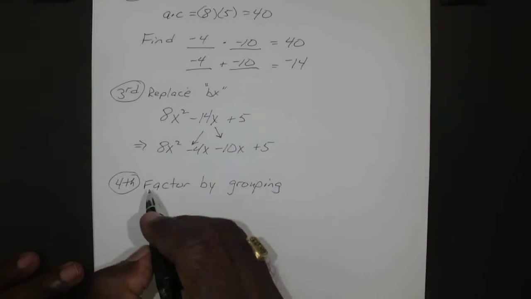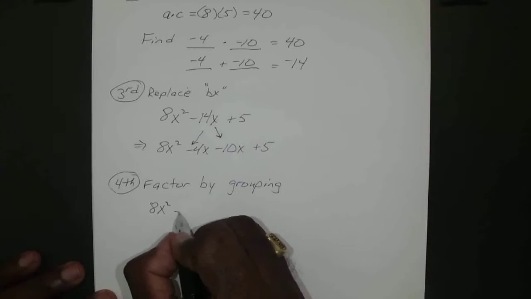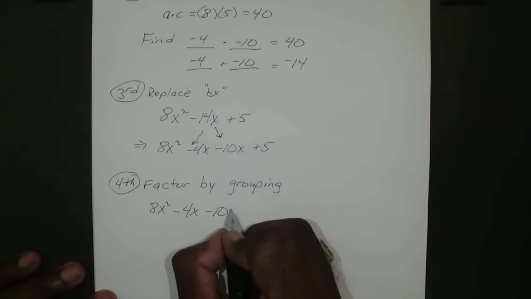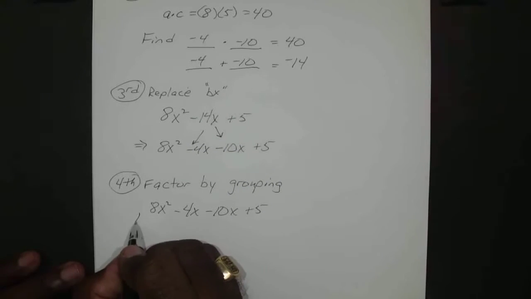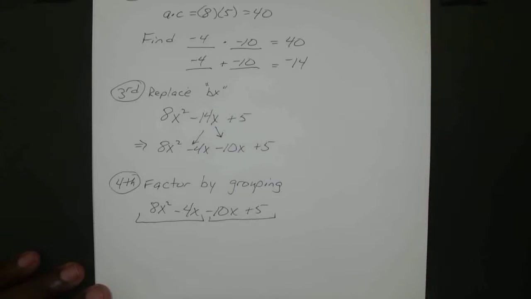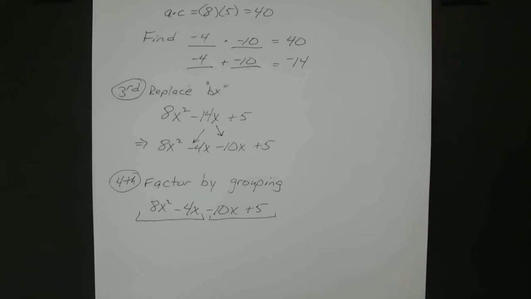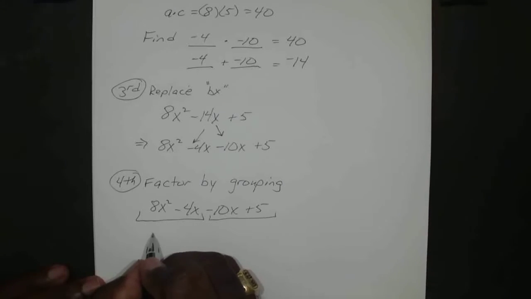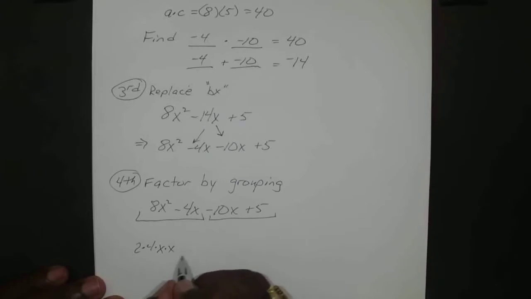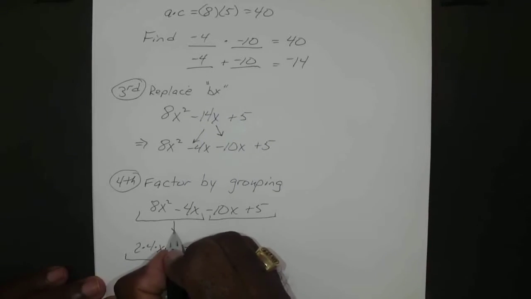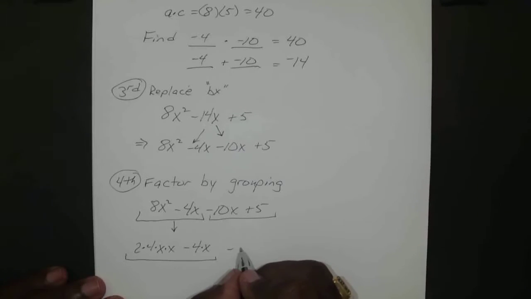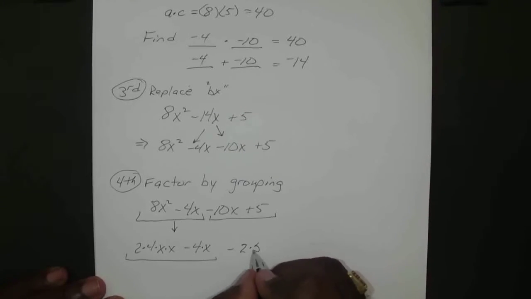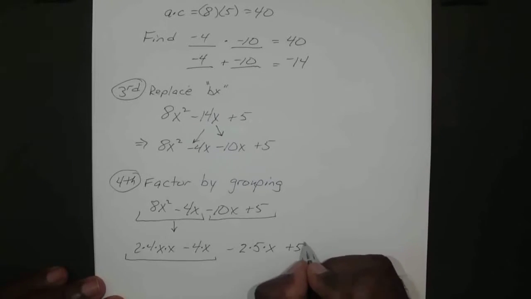Okay, so remember the steps for factoring by grouping. 8x squared minus 4x minus 10x plus 5. You're going to break that down to 2 smaller groups. Then you're going to find the greatest common factor of each of those smaller groups. Okay, so here, you can make that 2 times 4 times x minus 4 times x. Okay, so we just got the first group and broke it down. Minus 2 times 5 times x plus 5.